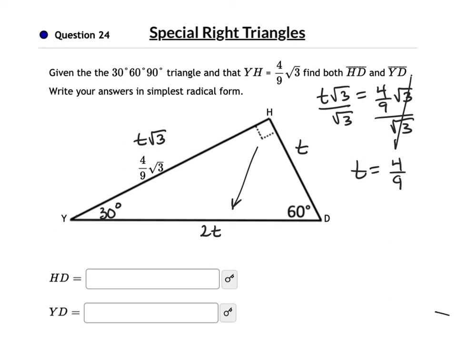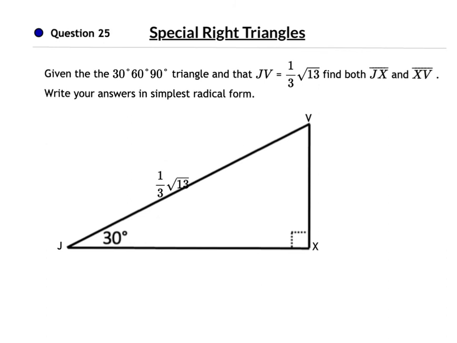HD is t, that's 4/9. And YD is 2 times t, 2 times 4/9. Remember, 2 is over 1. That would be 8/9. YD is 8/9.